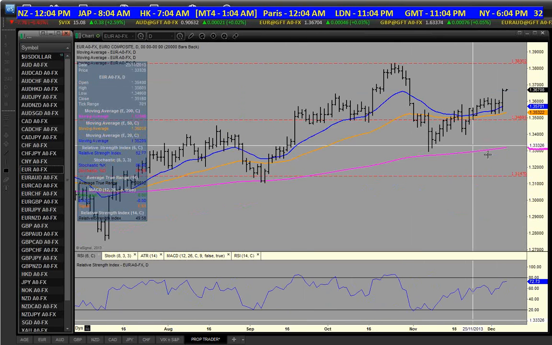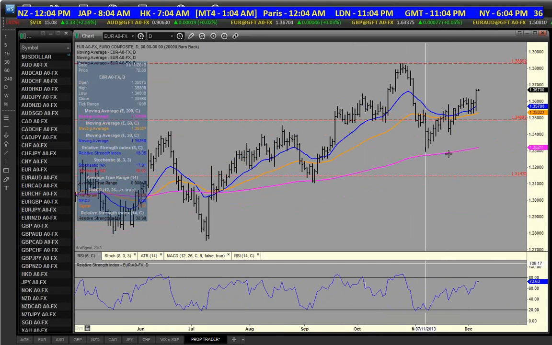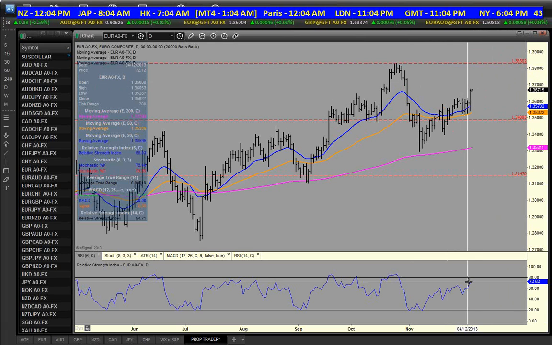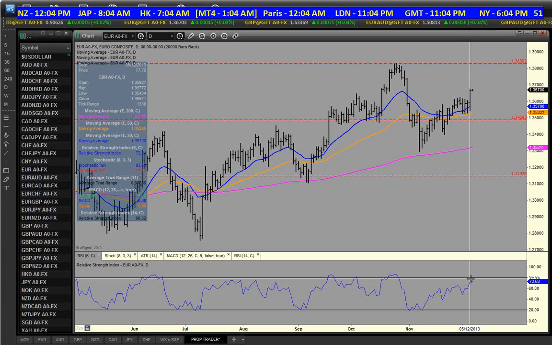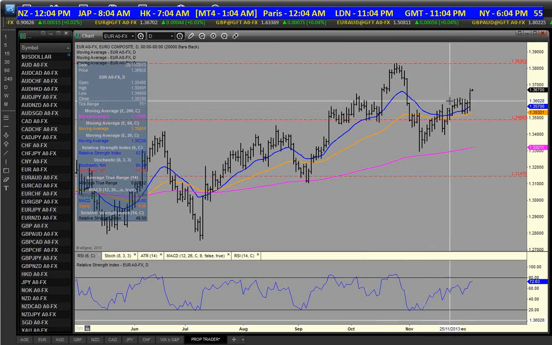Obviously, Draghi didn't move rates. He did say that he's still going to keep the tools at his disposal. We have resistance up here. There's no sign of this momentum being at exhaustion yet. So theoretically, it has broken the head and shoulder pattern.